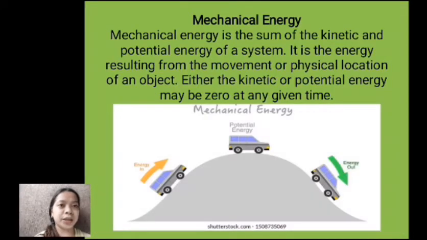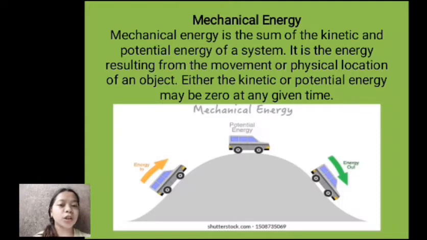Mechanical energy. Mechanical energy is the sum of the kinetic and potential energy of a system. It is the energy resulting from the movement or physical location of an object. Either the kinetic or potential energy may be zero at any given time.